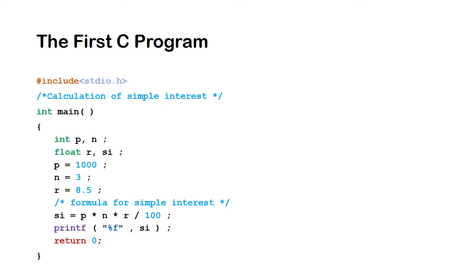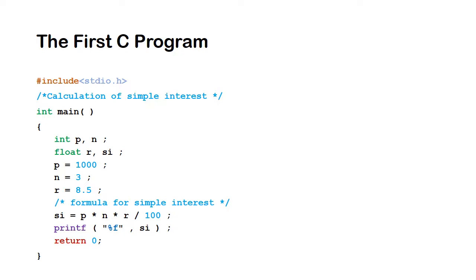And then we have assigned the value of principal as 1000, number of years as 3, rate of interest as 8.5. And then we apply the simple formula, that is, simple interest equals p into n into r divided by 100. So this gives me the value of simple interest. Before this I have provided the comment that this is the formula for simple interest. And then I have a printf with a percentage f. So basically it is going to print the real value of si.